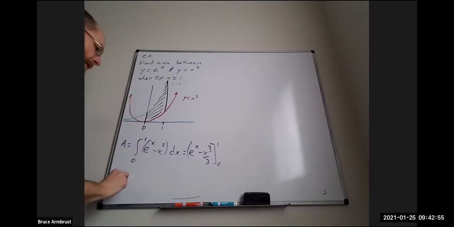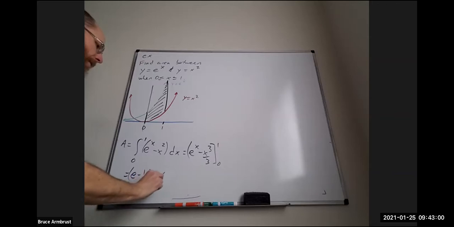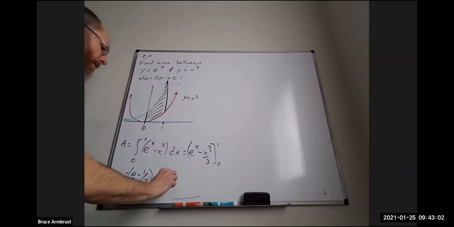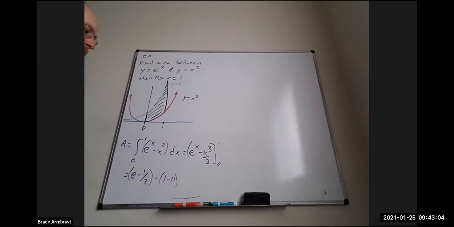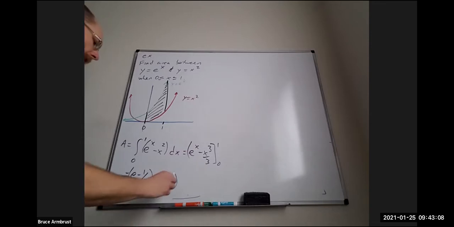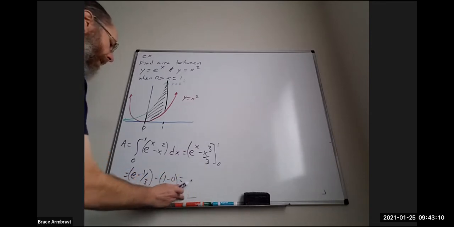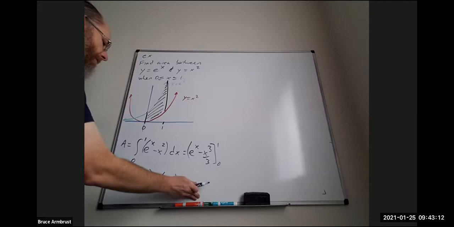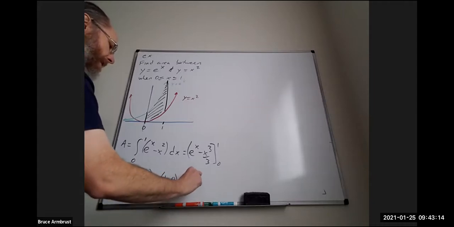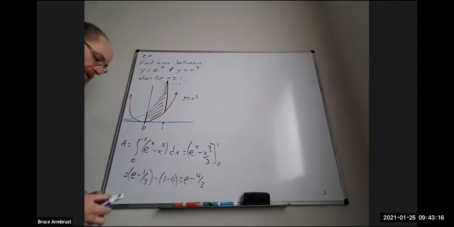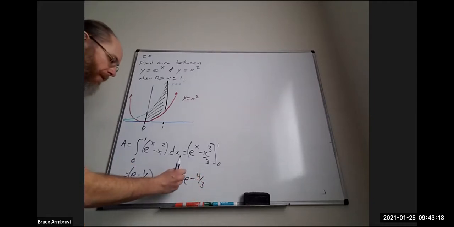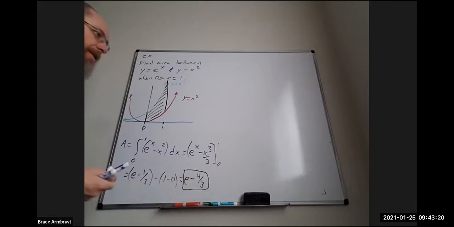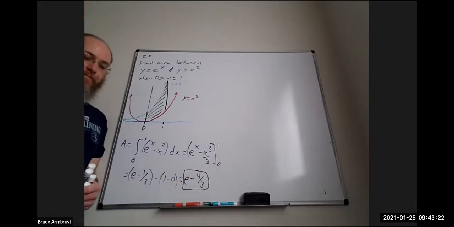When I plug in 1, I get e minus 1/3. When I plug in 0, I get 1 minus 0. Don't forget e to the 0 is equal to 1. And so the area of that region, of that shape, is e minus 4/3. Put a box around it. We're done.